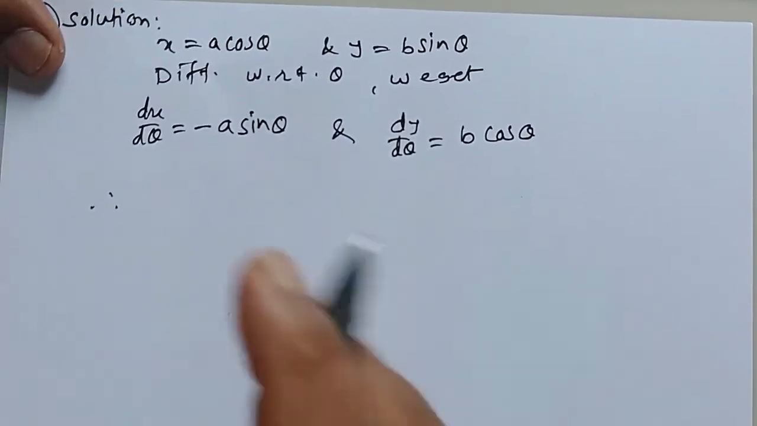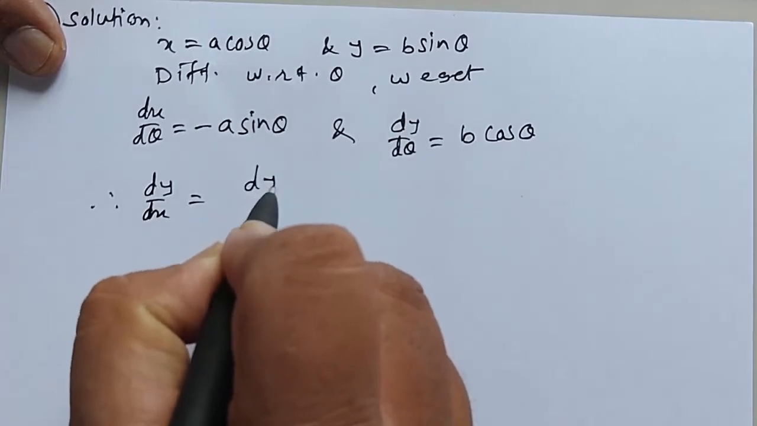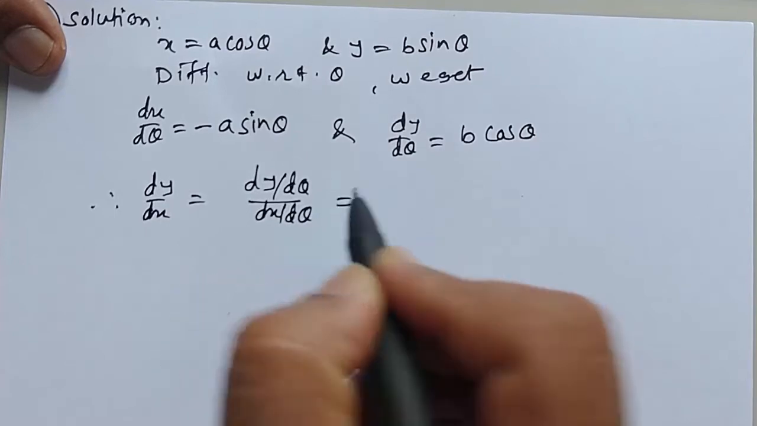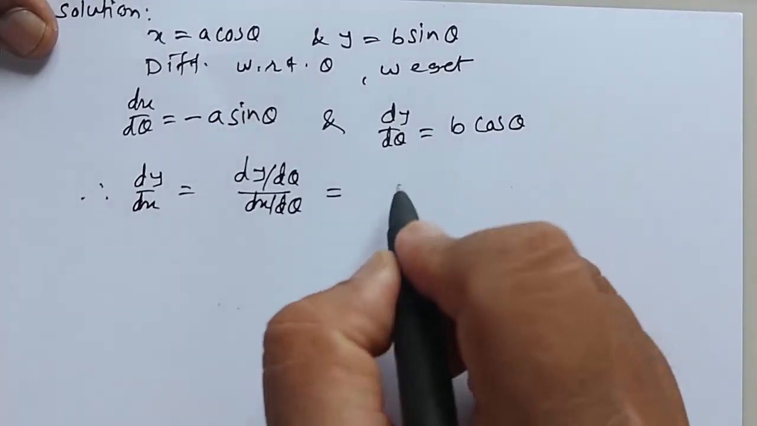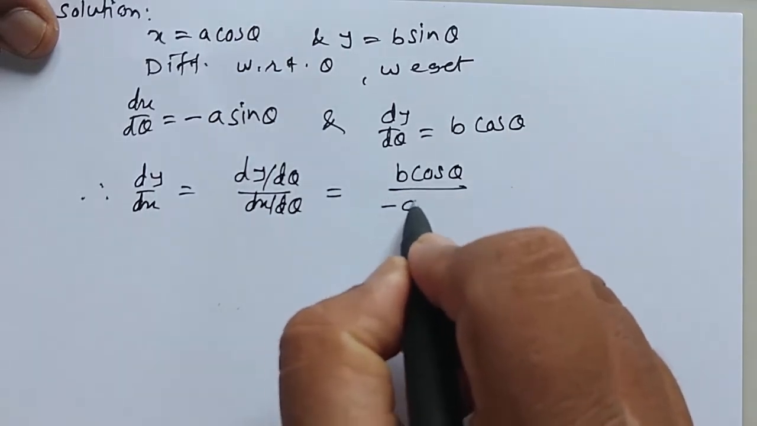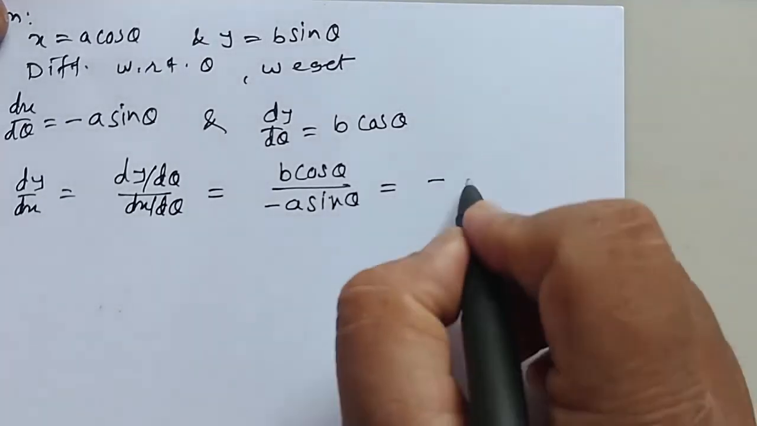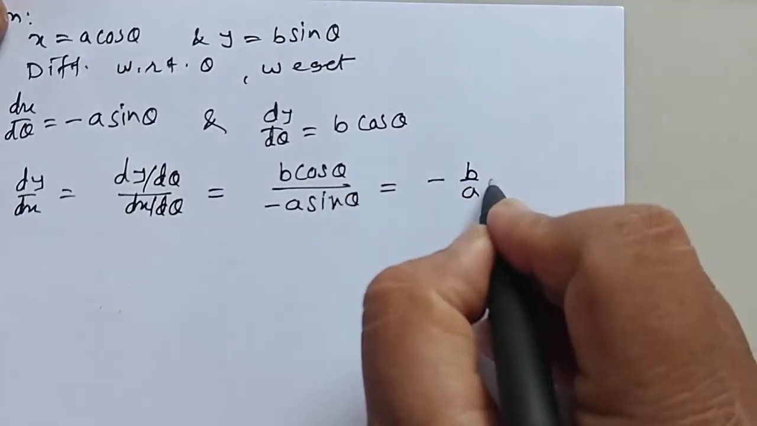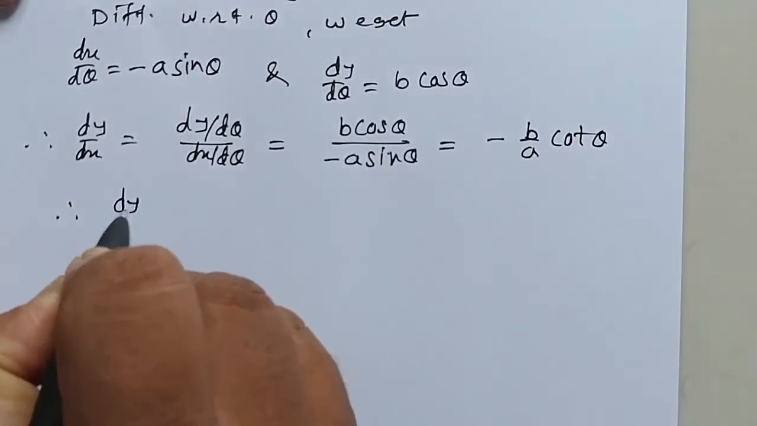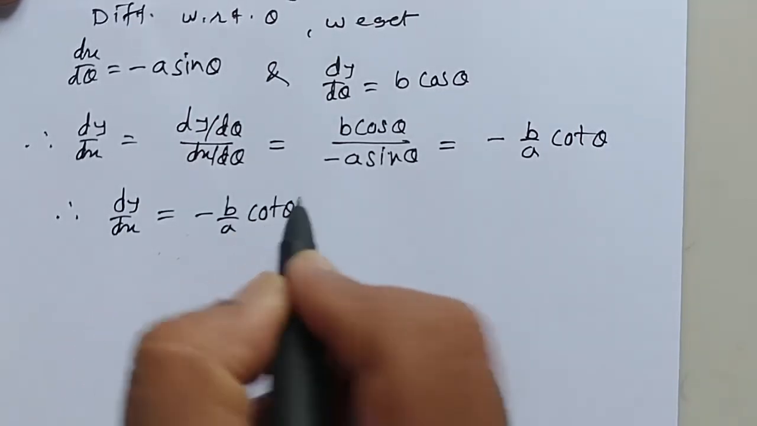by derivative of parametric function, dy by dx is equal to dy by d theta upon dx by d theta. So this is equal to b cos theta upon minus a sin theta. So this is equal to minus b upon a, cos upon sin becomes cot theta, and therefore dy by dx we got minus b upon a cot theta.